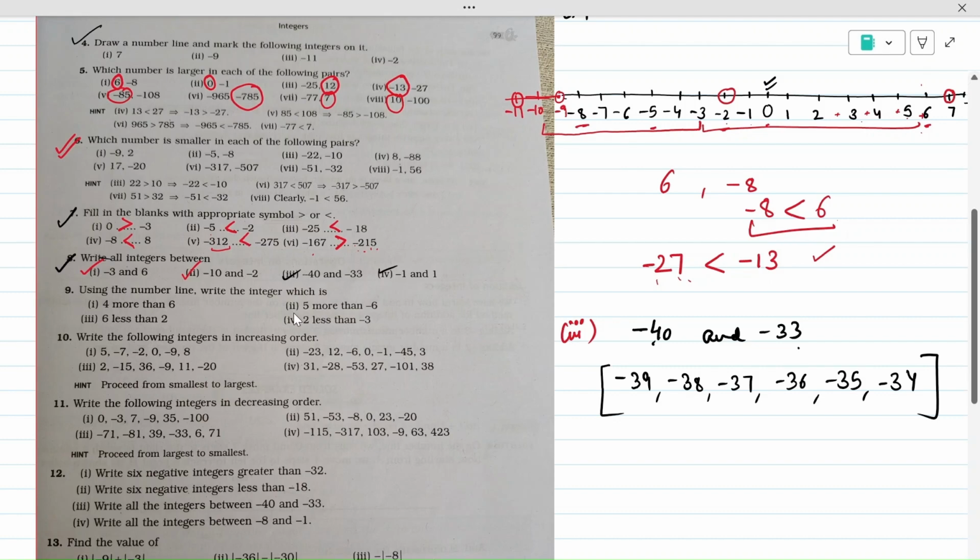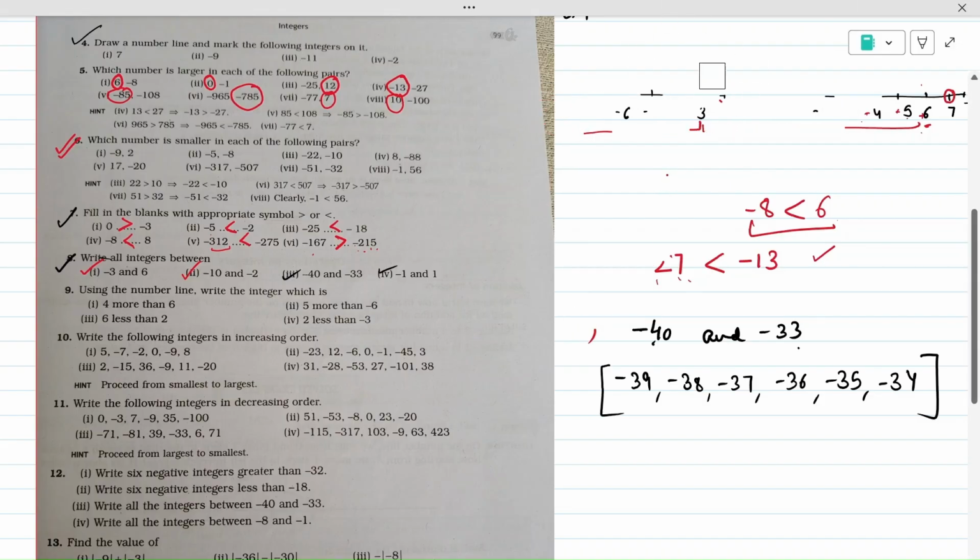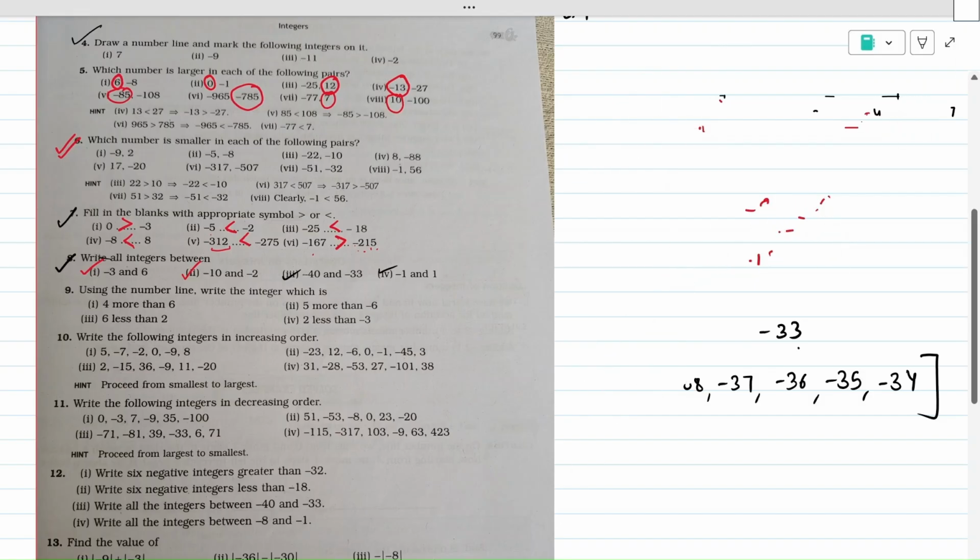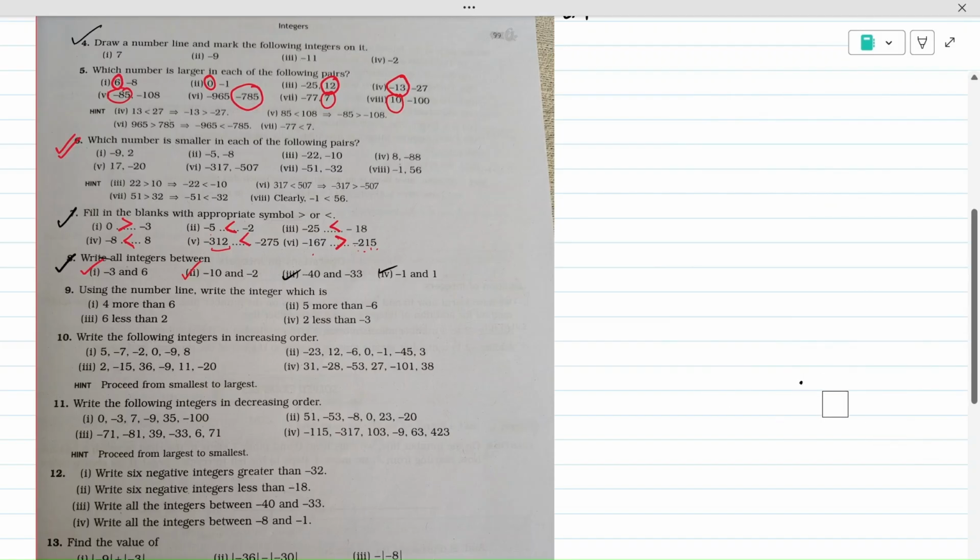Use the number line, write the integer which is 4 more than 6. Okay, so let's do this. Let me erase this part first. What we'll have to do here, first of all, is make a number line. Kids, always use a scale when you are drawing a number line in your notebooks. So we have to mark 4 more than 6.